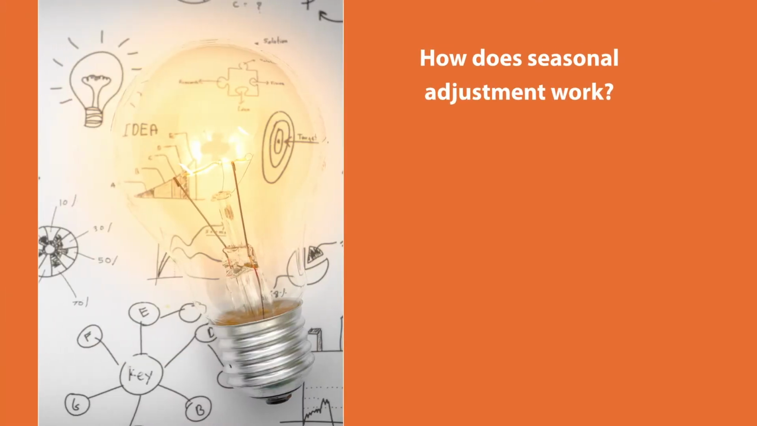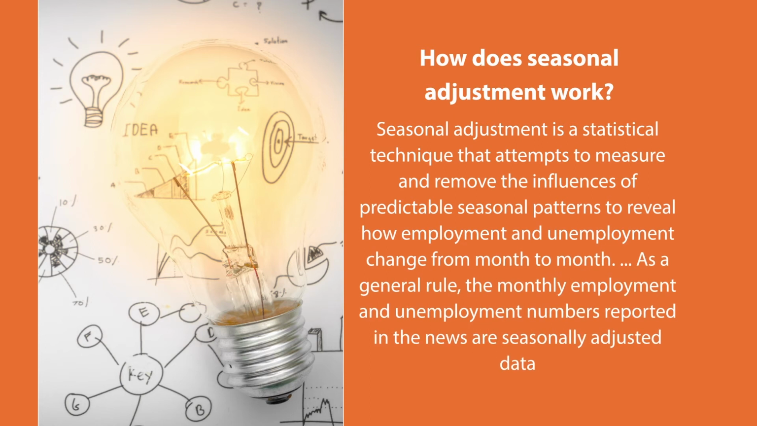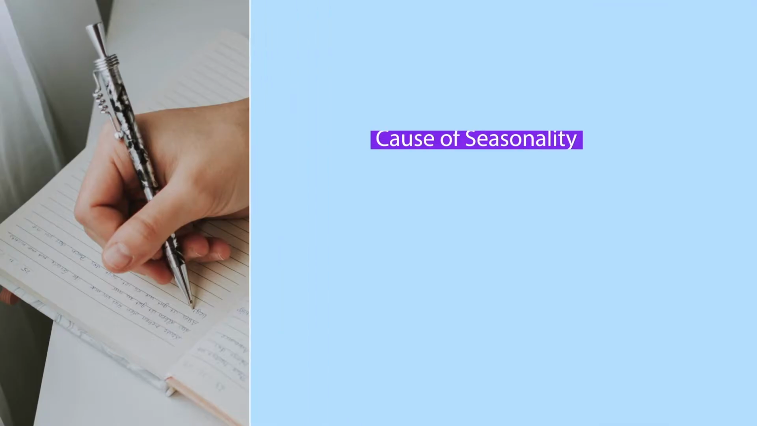Seasonal adjustment is a statistical technique that attempts to measure and remove the influences of predictable seasonal patterns to reveal how employment and unemployment change from month to month. As a general rule, the monthly employment and unemployment numbers reported in the news are seasonally adjusted data. So this is how seasonal adjustment works, and now the causes of seasonality.